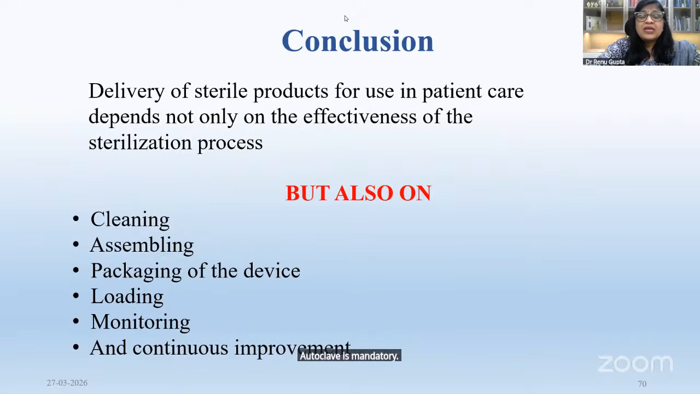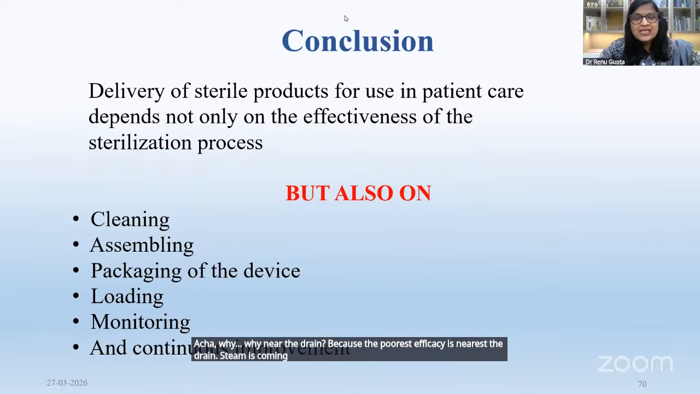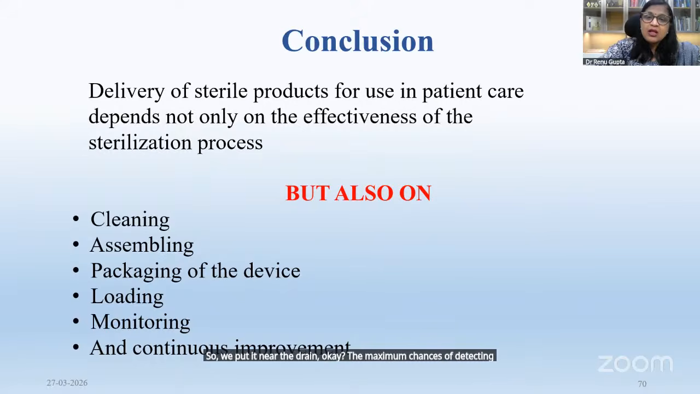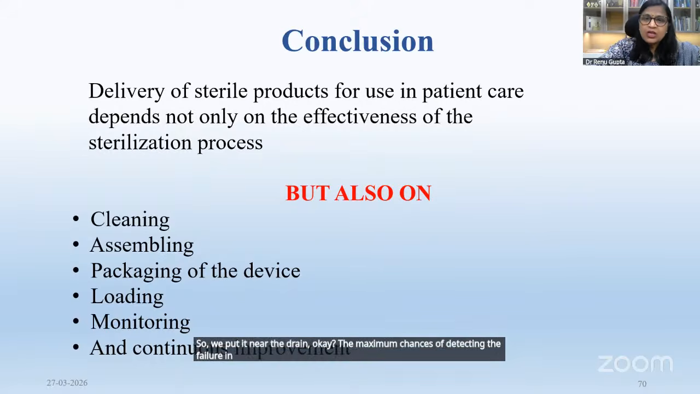Why near the drain? Because the poorest efficacy is nearest the drain. Steam is coming from the coils which are placed there. Heat is being generated. Near the drain, we find that there will be maximum failure of temperature. So we put it near the drain. The maximum chance of detecting a failure in the air removal or in the temperature is near the drain. So we are putting it near the drain.